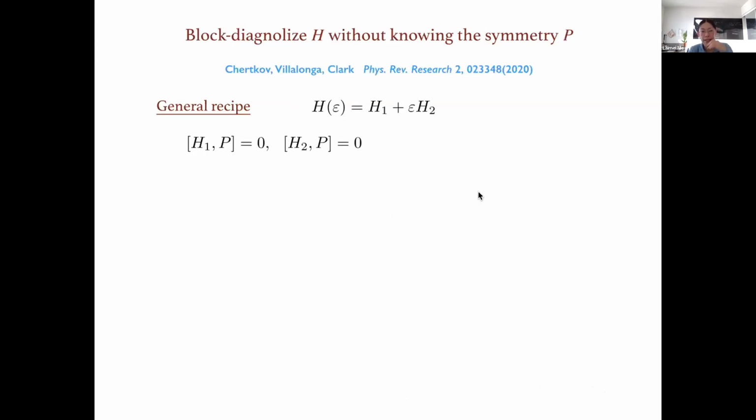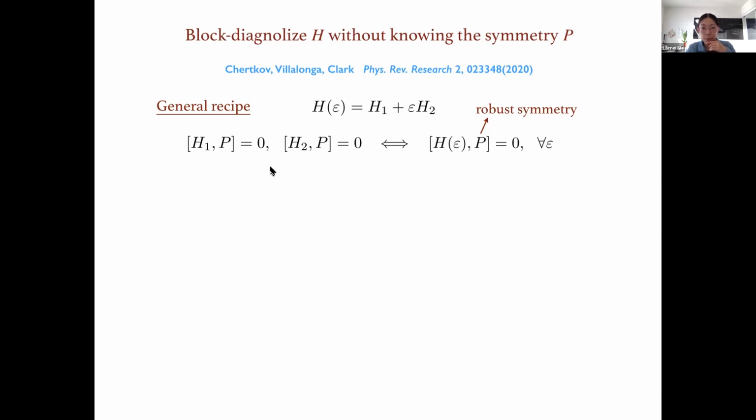Okay, so let's consider some general recipe. Suppose I have a Hamiltonian or some time evolution operator that consists of H1 and H2. So you can treat H2 as the perturbation and epsilon is the perturbation strength. And this Hamiltonian has a symmetry, P, that commutes with both H1 and H2. Or equivalently, this Hamiltonian commutes with P at any epsilon. So we say that this symmetry P is a robust symmetry in the sense that it itself does not depend on epsilon. It also commutes with H at any perturbation strength epsilon. Okay, so this is our prerequisite.